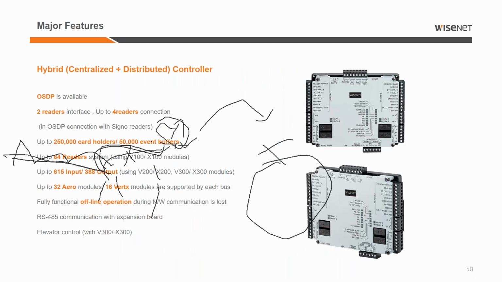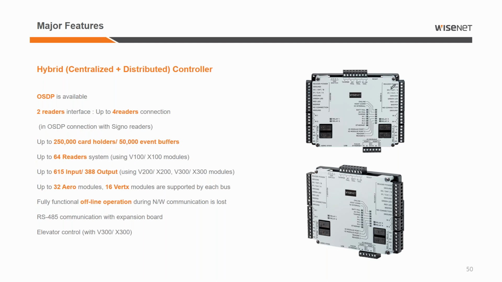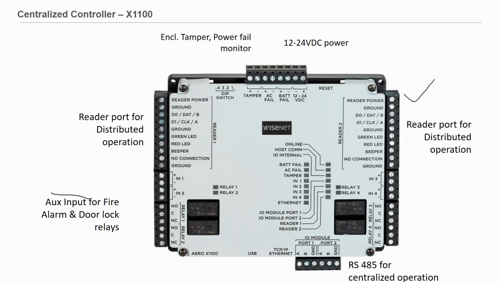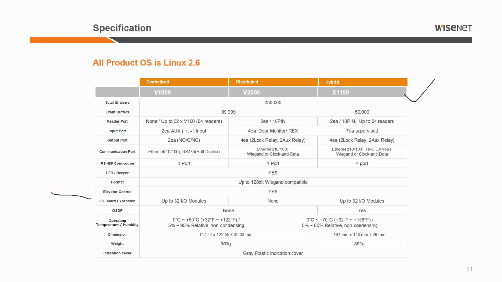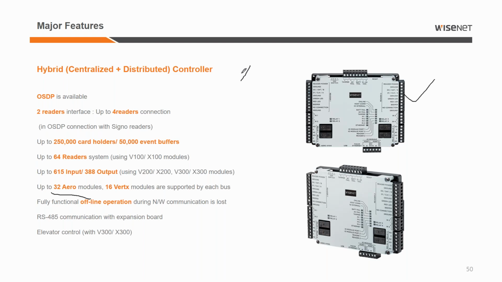Okay, next, how many subcontrollers can you connect? For one master controller, you can connect up to 32 subcontrollers. Each of those 32 will have connection support for up to... Let's go back to the main controller once again. The main controller model number is called X1000.